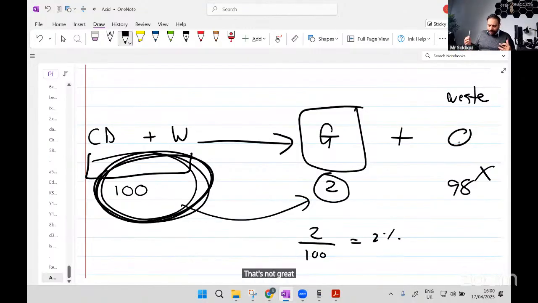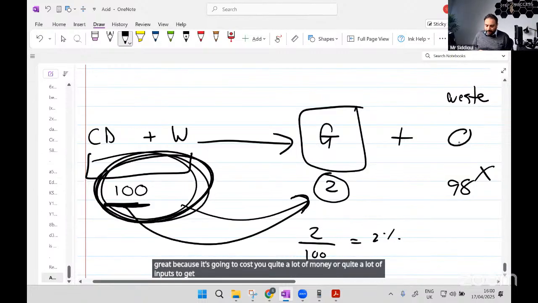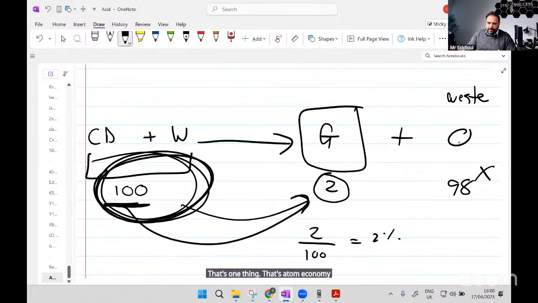Okay. So that gives you an idea for this reaction that it's not great because it's going to cost you quite a lot of money or quite a lot of inputs to get a small amount of glucose. That's one thing. That's atom economy, which is actually quite useful.